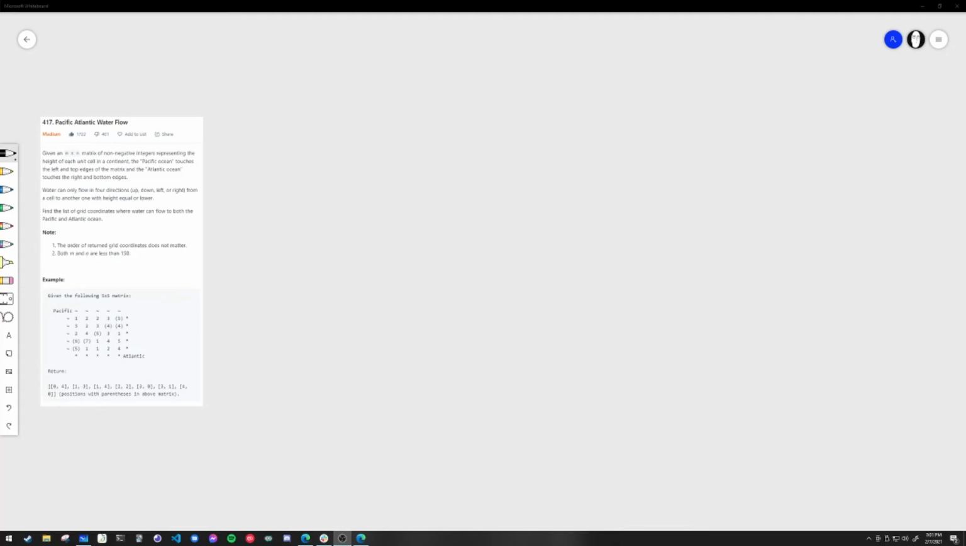So the question we're going over is called Atlantic water flow, and it says given an n by n matrix of non-negative integers representing the height of each unit cell in a continent, the Pacific Ocean touches the left and the top of the matrix, and the Atlantic Ocean touches the right and the bottom edges. Water can only flow in 4 directions: up, down, left, or right, from a cell to another one with a height equal or lower. So if 2 heights are equal, then it'll just roll on that height. So find the list of coordinates where you can flow.